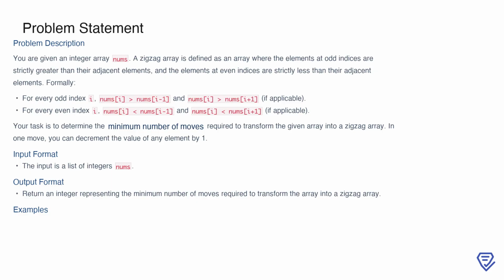Our allowed operation is to decrement any element by 1, and each decrement counts as one move. The input is a list of integers, and the output is the minimum number of moves needed to achieve the zigzag pattern. Let's now explore some examples to clarify this further.